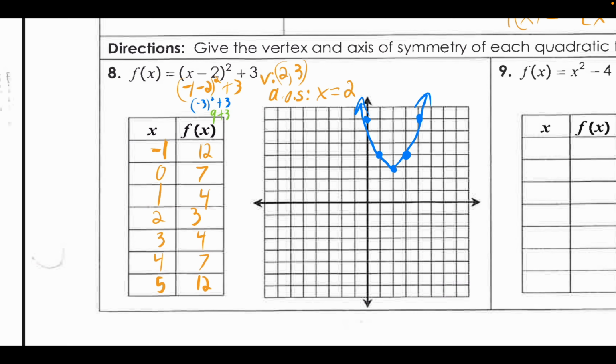If we were asked to, here the domain is all real numbers, or negative infinity to positive infinity, as it always is with absolute value functions. And the range is 3 to infinity, with the 3 being a bracket because it includes 3, or y is greater than or equal to 3.